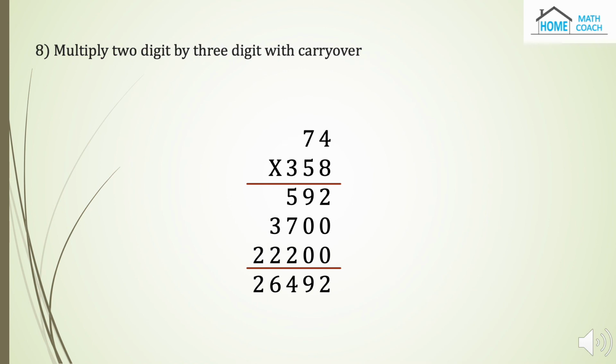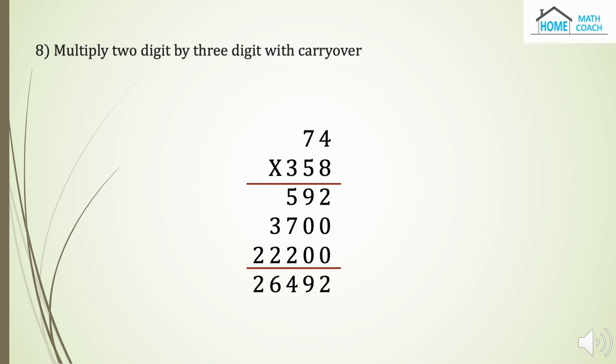What if we need to multiply a 2-digit number by a 3-digit number? In this problem, we have 74 times 358. As you can see, if we do it the same way, we will have 3 rows.